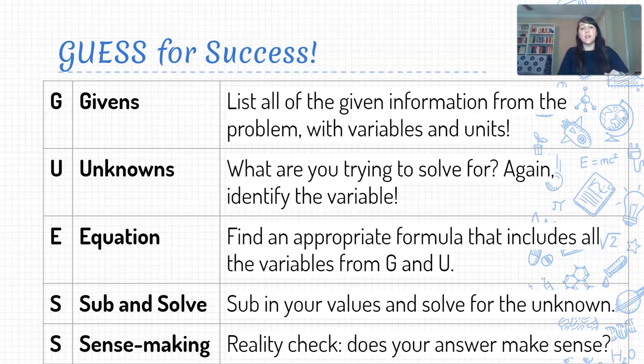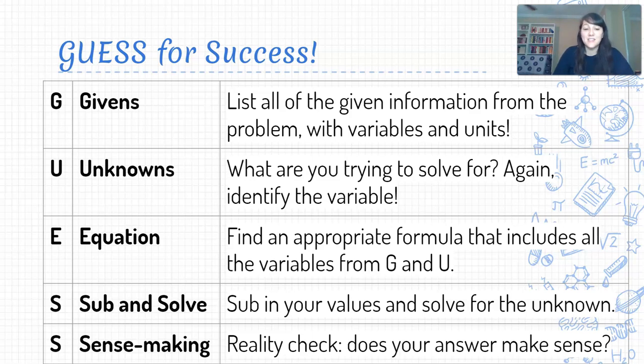All right. The first S, I kind of cheated and put 2 S's in one. It's substitute and solve. So substitute in your values from the givens and unknowns into the equation that you identified in the third step, and then go ahead and rearrange as needed, do a little arithmetic, a little algebra, and solve for your unknown variable.